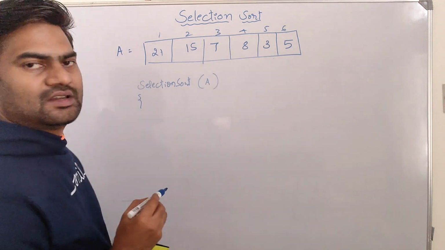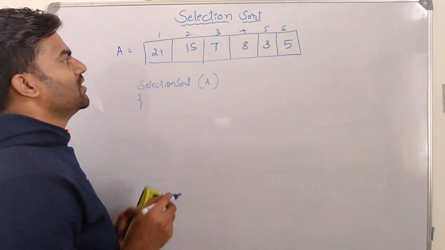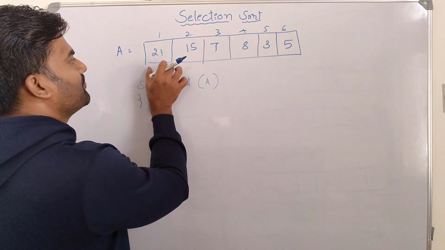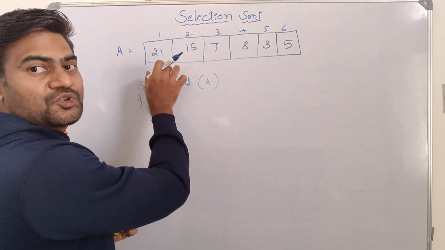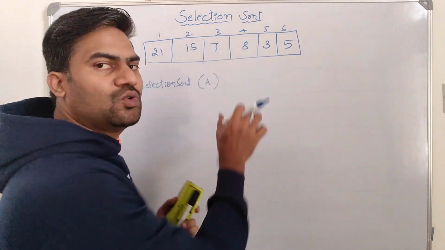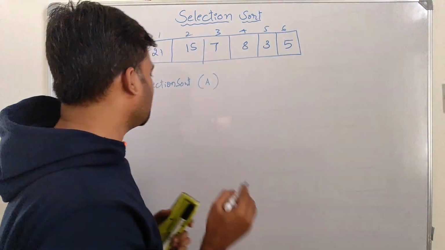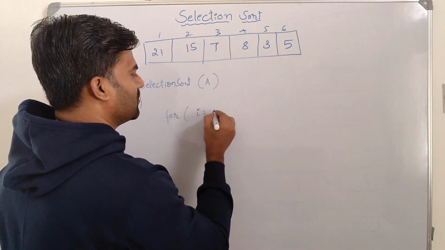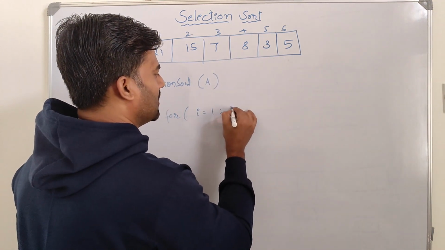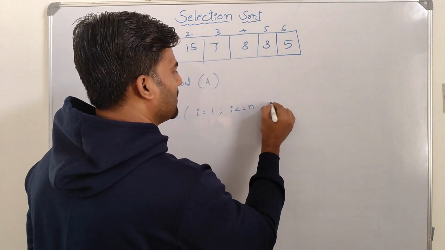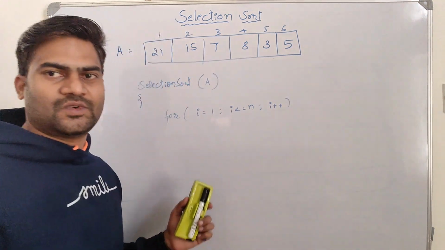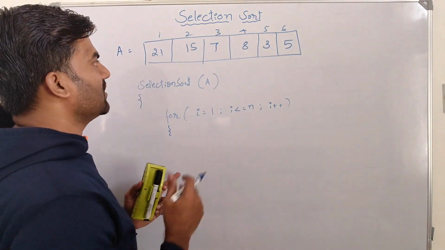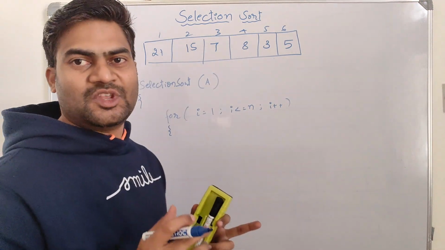Now for this I need two loops. One loop is to see which position we want to sort, and the remaining loop is to scan the remaining elements. So for that I will take for I equal to 1, I less than or equal to n, I plus plus.